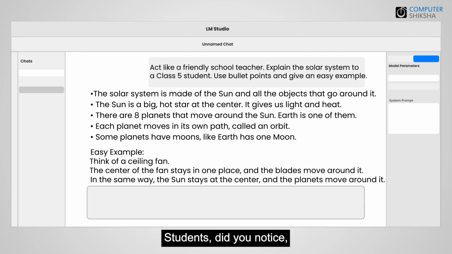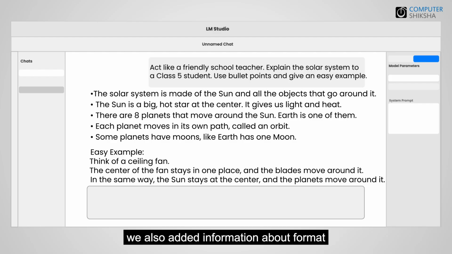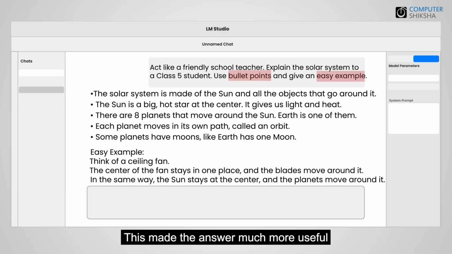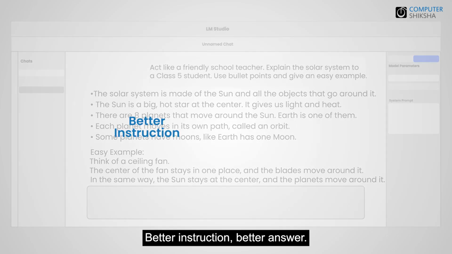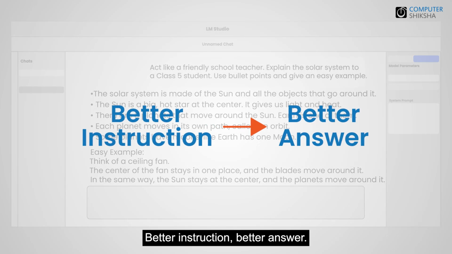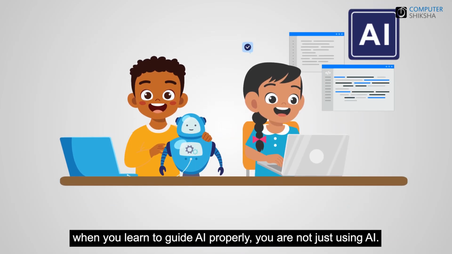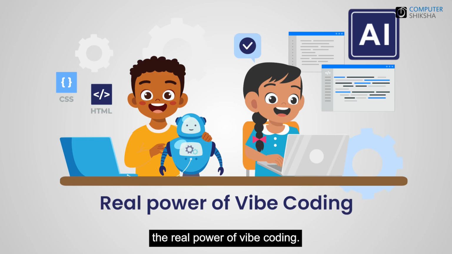Students, did you notice? This time, along with giving it role, task, and rules, we also added information about format. That is bullet points and an example in our prompt. This made the answer much more useful for young students to understand. So remember, better instruction, better answer. When you learn to guide AI properly, you are not just using AI, you are creating with AI. And that is the real power of vibe coding.